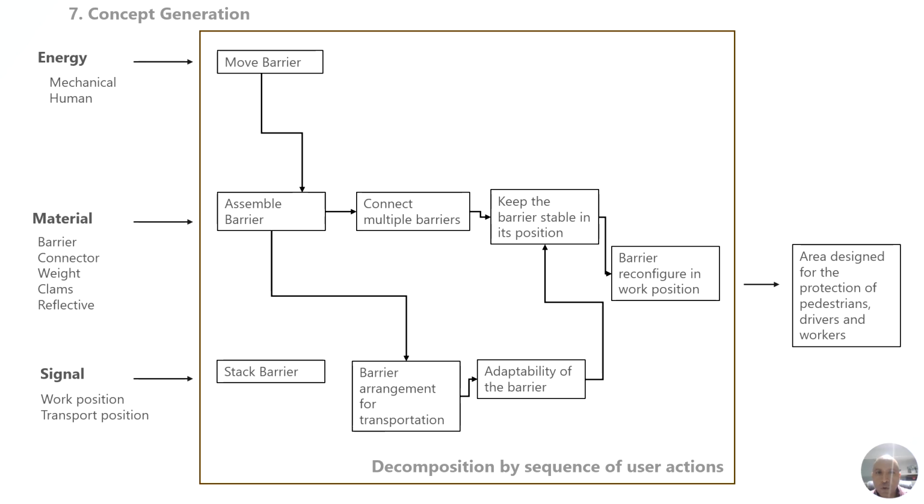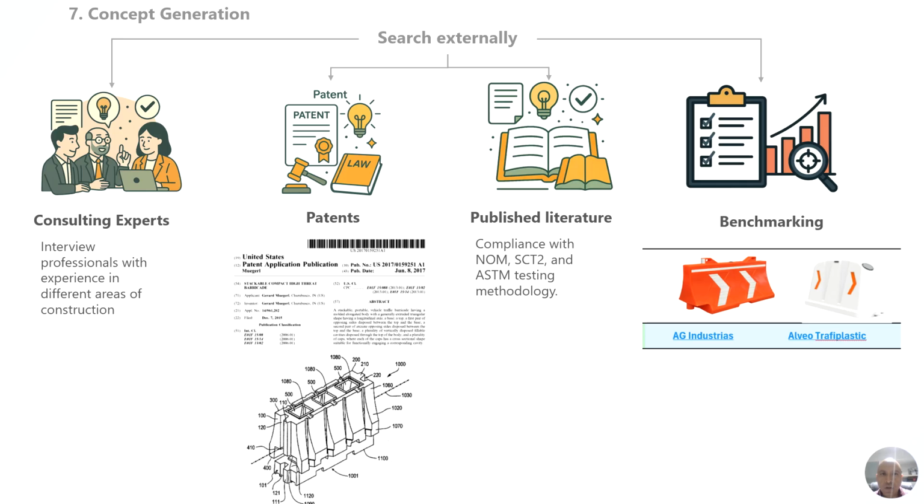Using the black box tool, we apply functional decomposition based on the sequence of the user's actions. This design approach breaks the safety barrier system into smaller, manageable functions organized by the chronological order of the real-world interactions during deployment and operation. Unlike traditional methods that group functions by technical subsystem, this approach focuses on what the user actually does: storage, transportation, and positioning.